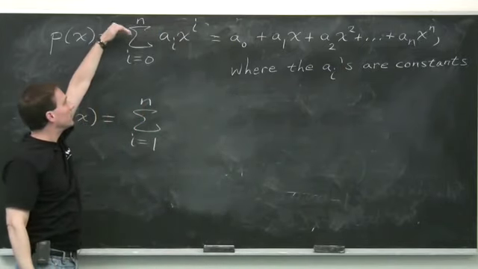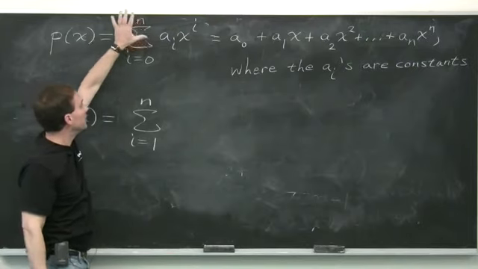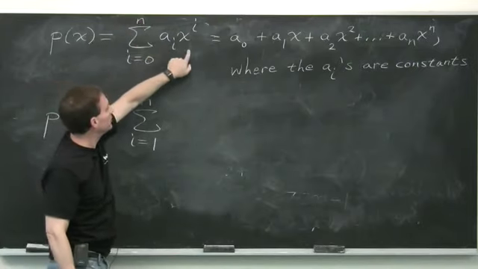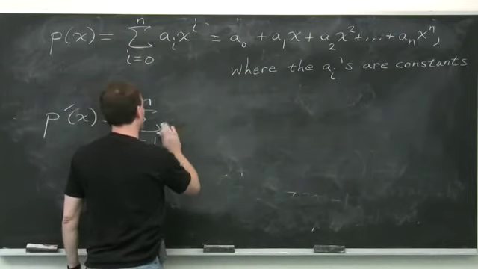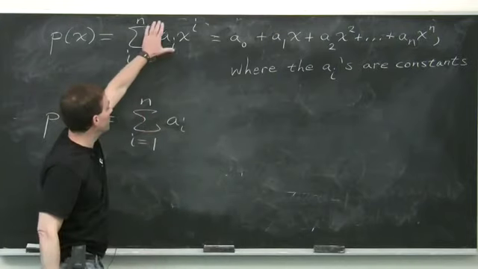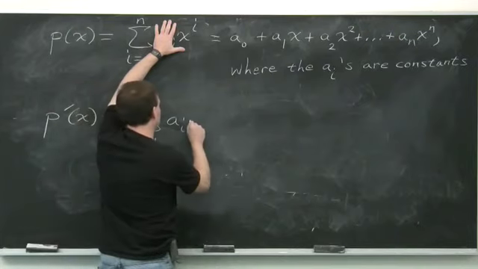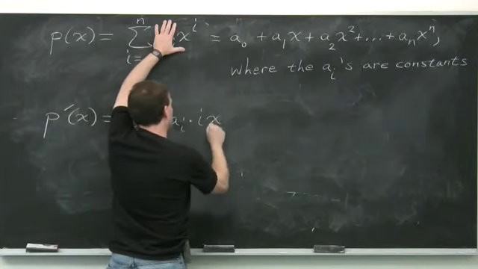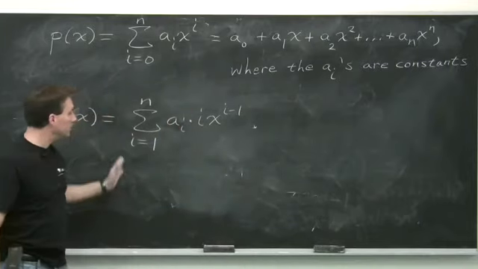The fact that the derivative of the sum is the sum of the derivatives means the derivative of this sum, you just add up the derivatives of these, but then you can pull the a_i's out because the derivative of a constant times a function is just the constant times the derivative of the function. And then the power rule tells us that the derivative of x to the i is i times x to the i minus 1.